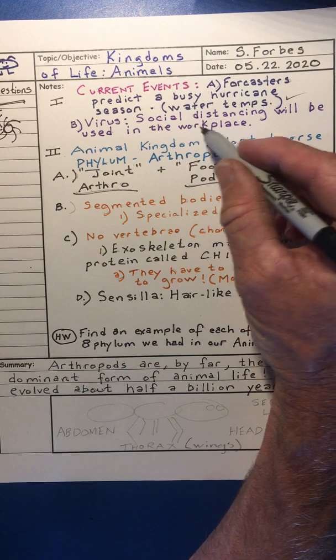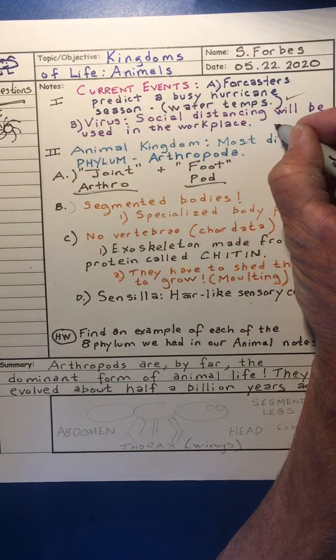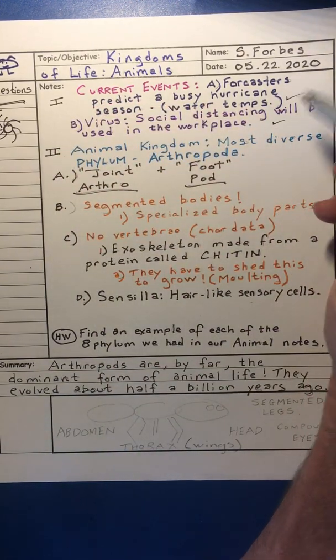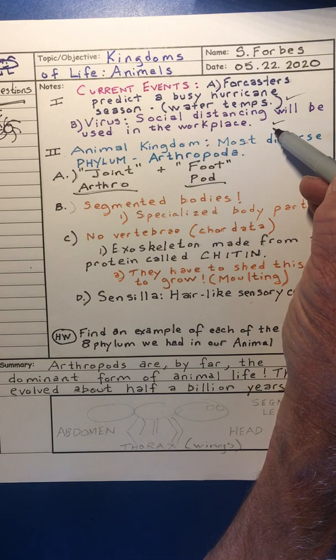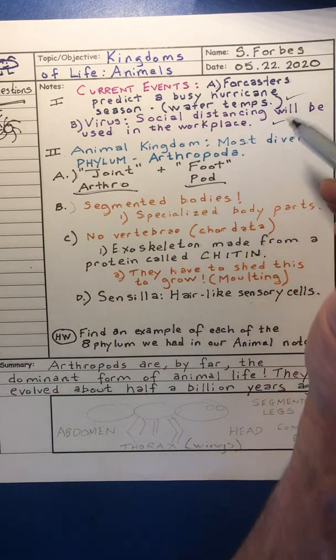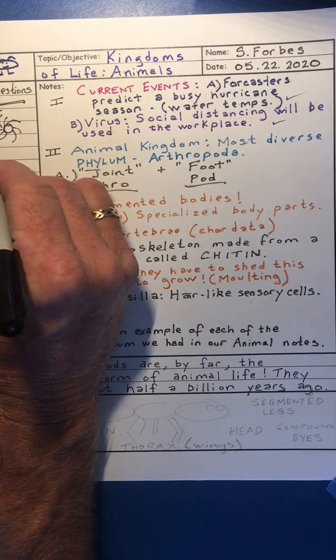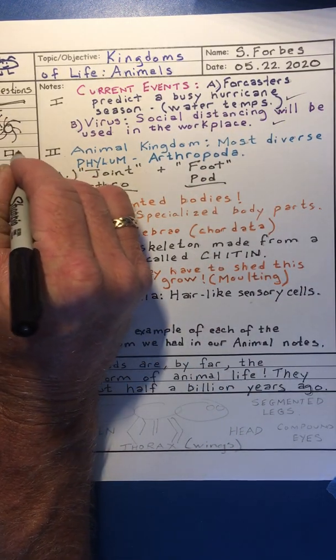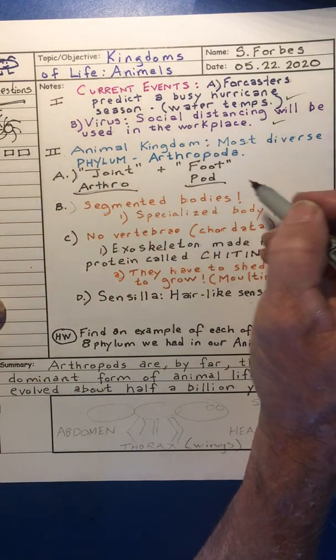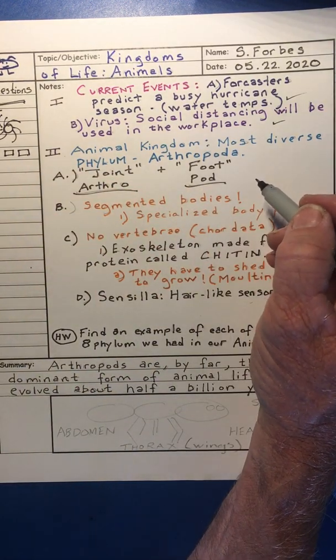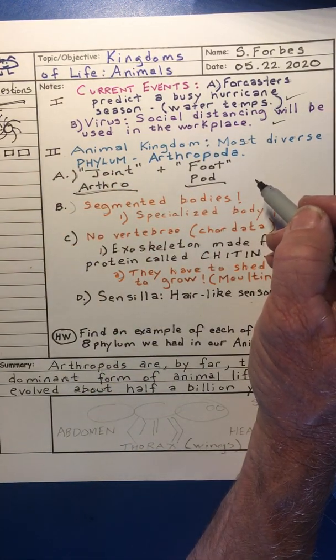Okay, and also viruses. Again, they're talking about the viruses, and social distancing will be used in the workplace. They moved away from the use of cubicles over the last couple of years. Cubicles, of course, are like little boxes where people work in their own semi-walled-in workplace. If they're in a big open cube field together, they used to call them.